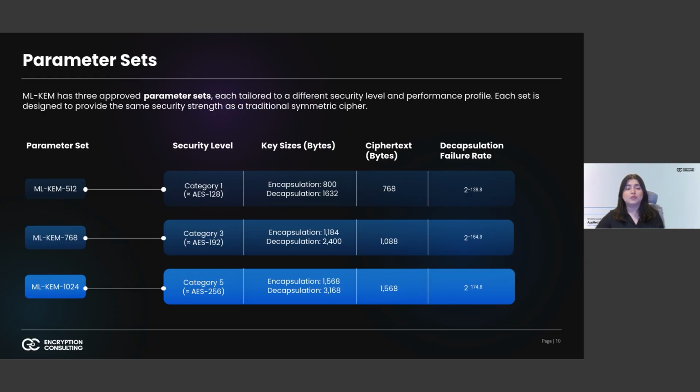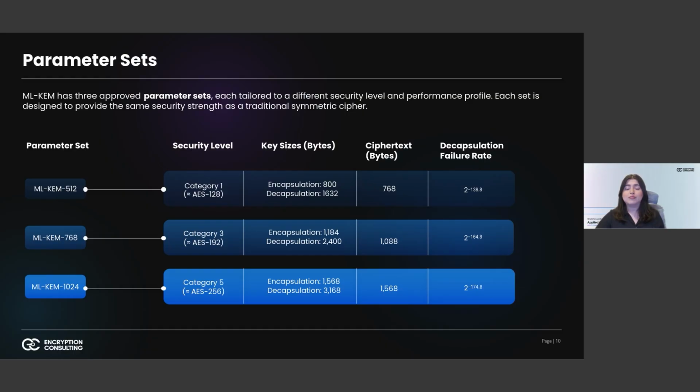This is a Category 1 security, which is roughly equivalent to using an AES 128 key. It provides a strong baseline level of protection. The middle tier, and the one NIST recommends as the default for general use, is ML-KEM 768. This aligns with Category 3, offering security comparable to AES 192. It's the sweet spot, the best balance of high security and optimized performance for most of our requirements.